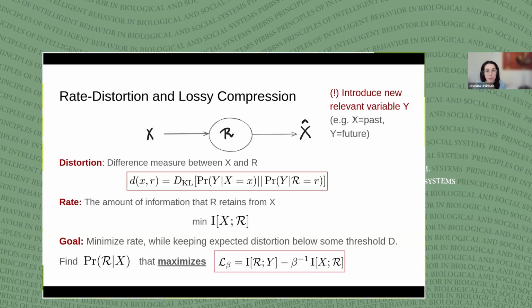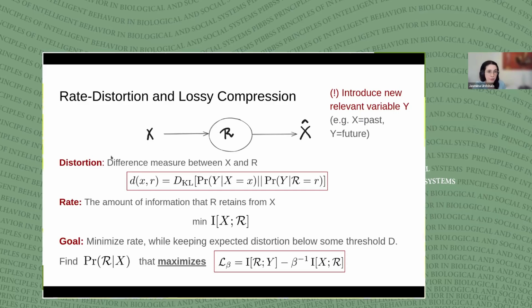This new relevant variable is relevant to both of these. This new relevant variable y is relevant to both X and R. And we can think about it as some future, as the future. So the next string, if X is denoting a sequence, the next symbol in that sequence, for example.